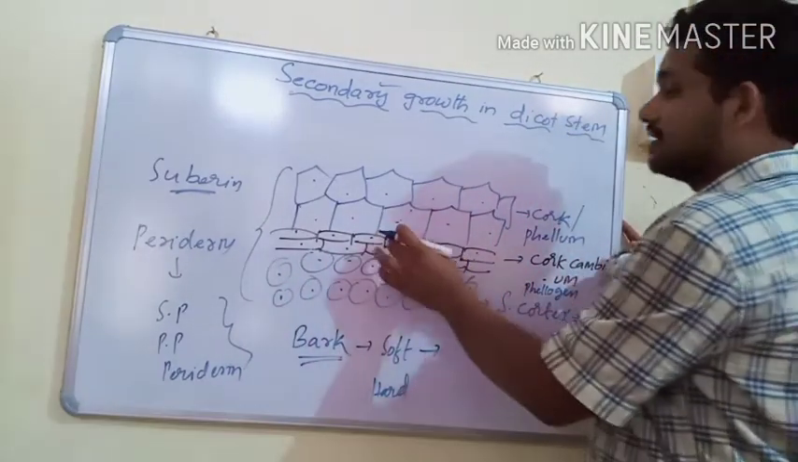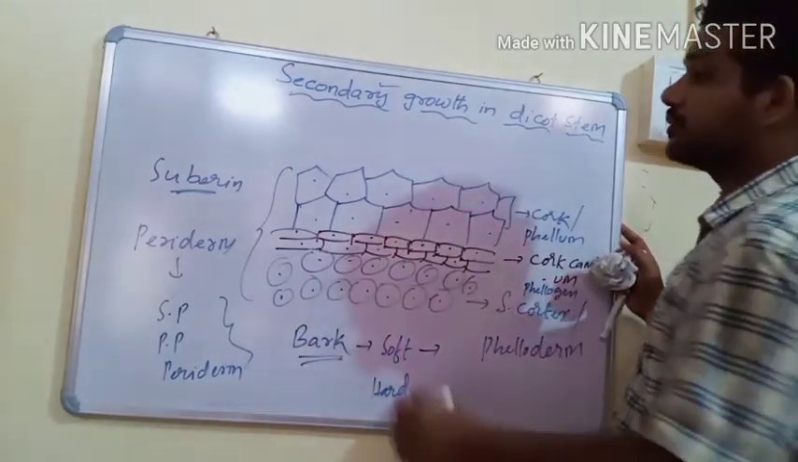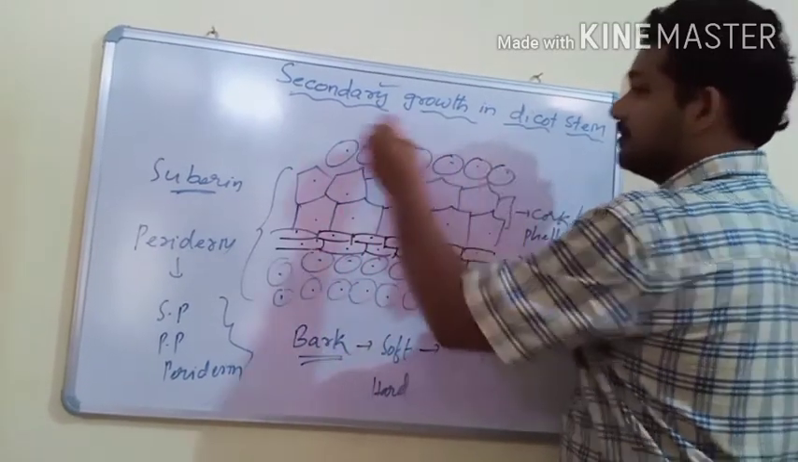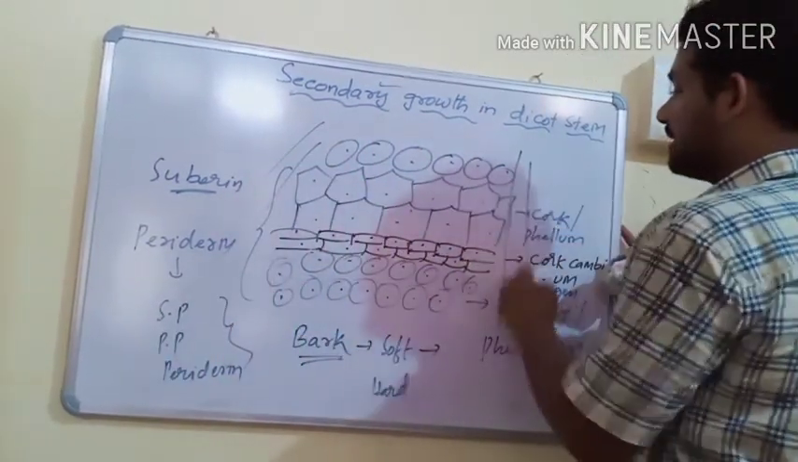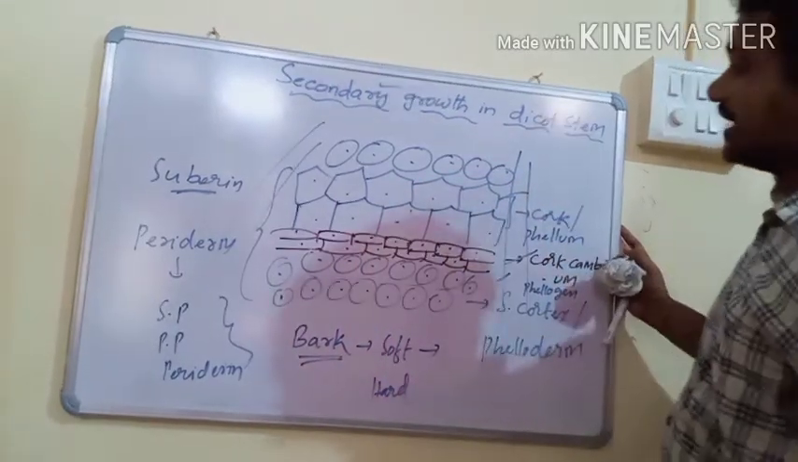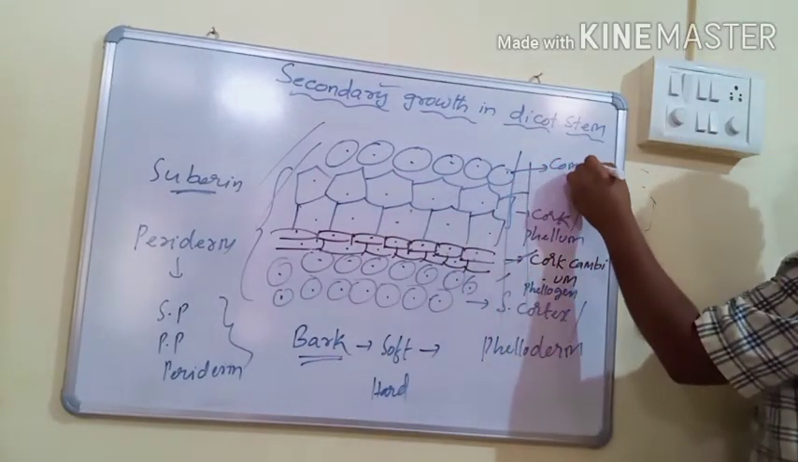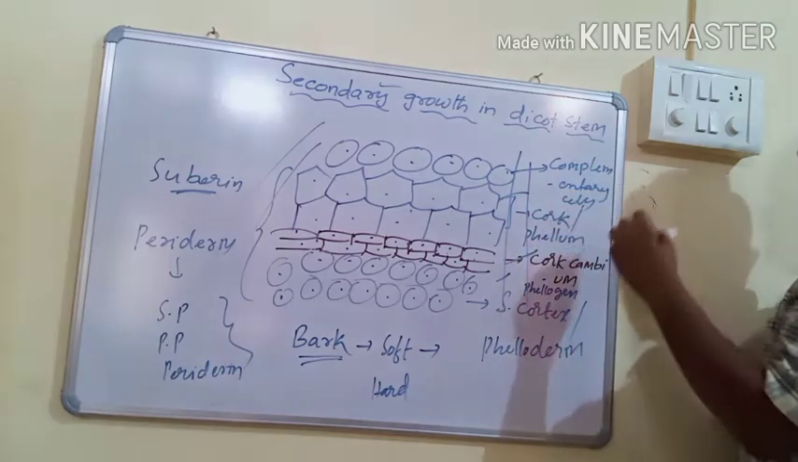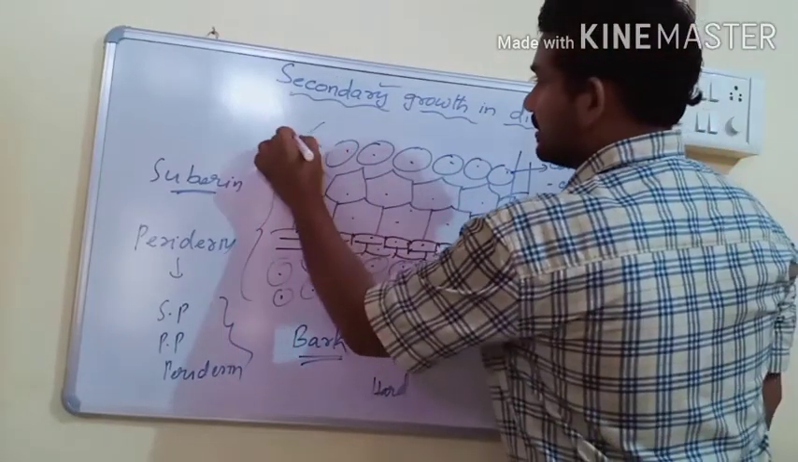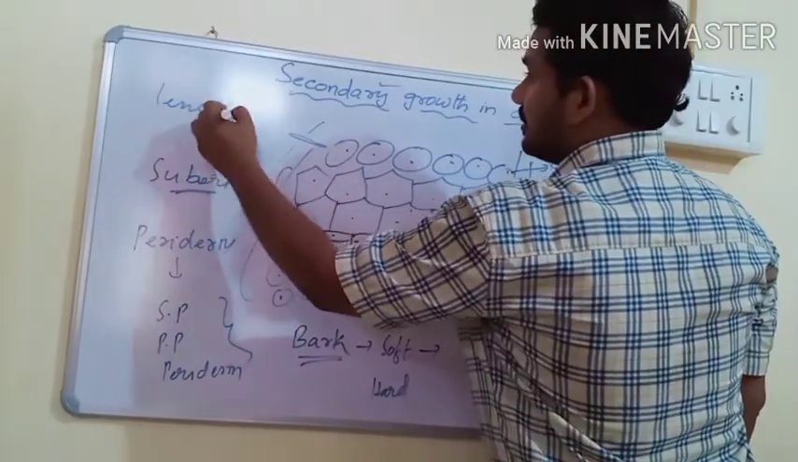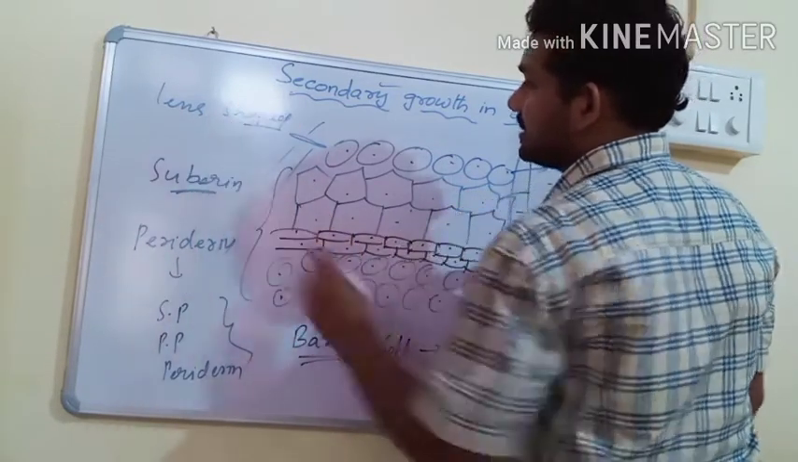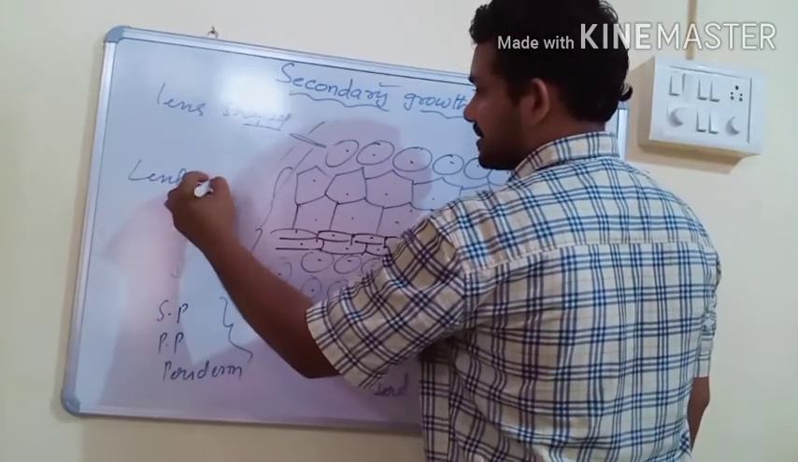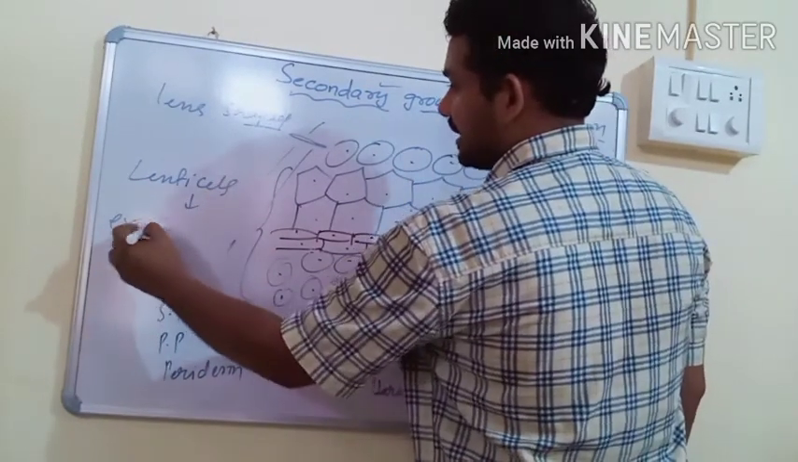Or sometimes the vascular cambium is more active. Then it produces living parenchymatous cells instead of cork cells. And these cells are called complementary cells. These complementary cells have lens-shaped openings, and these lens-shaped openings are called lenticels. Lenticels help in exchange of gases.